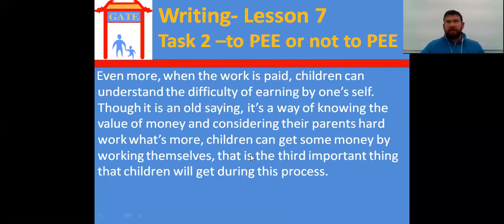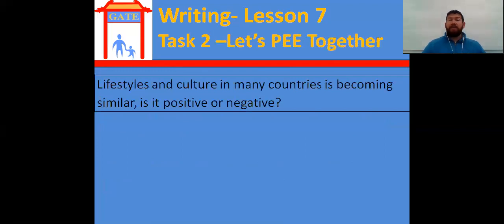Get some money by themselves. Well, that's a great point, but again, it's a completely different point. And that's the third most important thing that children will get through this process. Okay, so they're saying, okay, we understand the difficulty, we understand the value of money, and we can get some money of our own. There's 3 things that they can learn. So again, this is what we talked about earlier. 3 points, but they haven't explained or developed any of those points. And just saying the point isn't enough for a good score. It's not going to be much higher than a 5 for that kind of thing because you haven't developed your argument.